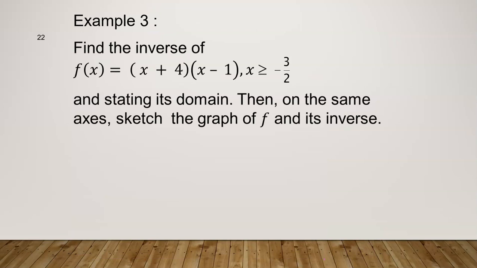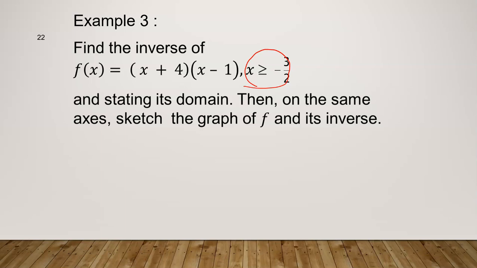Okay, how about this one? Find the inverse of f(x) equals x plus 4, x minus 1 for x greater than or equals to 3 over 2. Usually for a quadratic function, if they didn't restrict the domain, it will not have an inverse, because if we test with a horizontal line test, there will be 2 points of intersection. Here they restrict the domain for only one side, then the inverse will exist, because the function is already a one-to-one function.